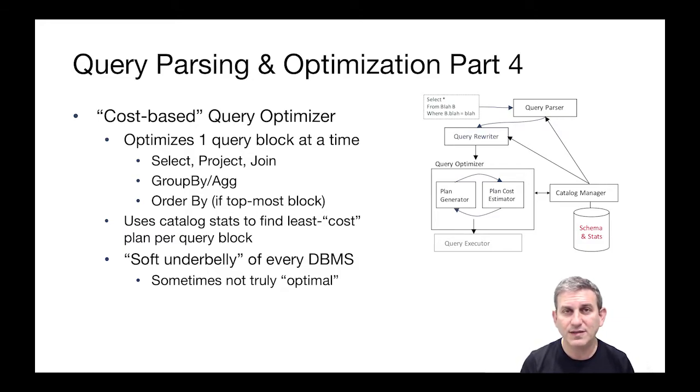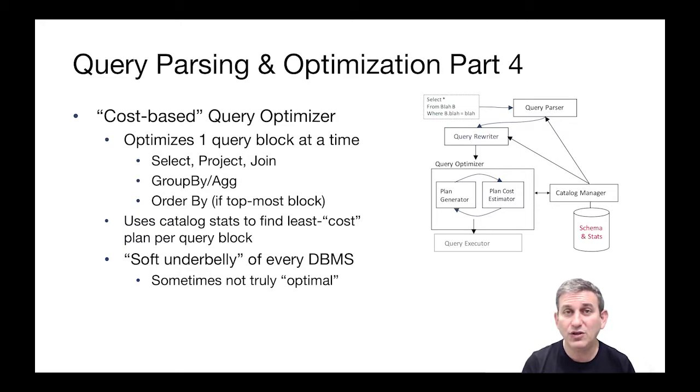If you have subqueries, the subqueries will get optimized independently. The cost-based optimizer is going to use the catalog statistics to find a least cost plan per query block. We'll see how that's done in the course of the next 2 lectures. And some people would say that the query optimizer is in some sense the soft underbelly of any database management system because it's not really truly optimal. And we'll see reasons for that as we go.